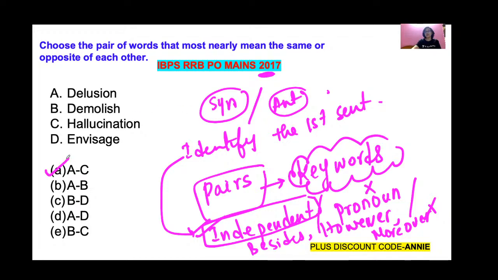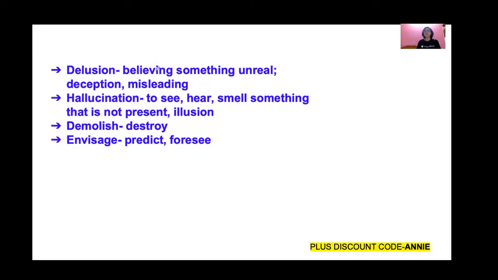Let's look at the meaning of these sentences. Delusion means to believe something that is unreal, to believe something that is not present. You can also say illusion. There are two meanings of delusion. One is believing something unreal, and the second meaning is deception, मतलब धोखा, to trick someone, or fraud, to mislead someone, to give someone false information. Fraud, that is also called delusion.